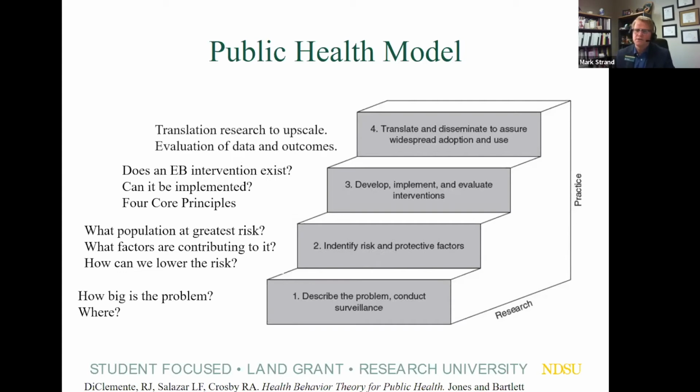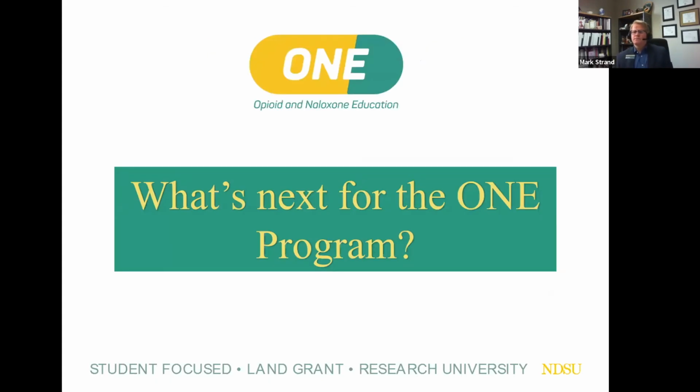And then finally is the translation and dissemination or upscaling. So that's translation research to upscale it and rigorous evaluation of the data and outcomes in order to know how to improve it. So what's next for the ONE program?